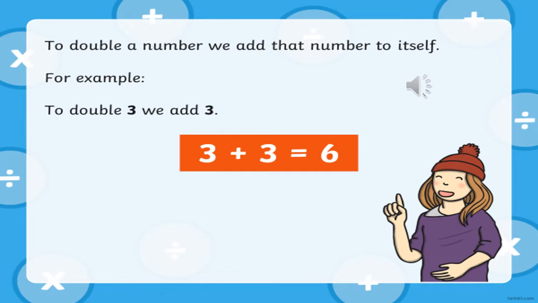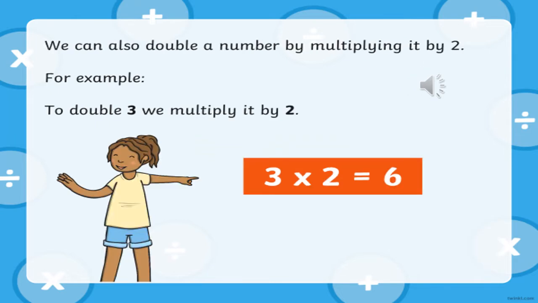Now, to double a number, there are two ways. The first way is that you can add the number to itself. For example, if we have to double the number 3, we add the number 3 to itself. For example, 3 plus 3, which gives us 6.